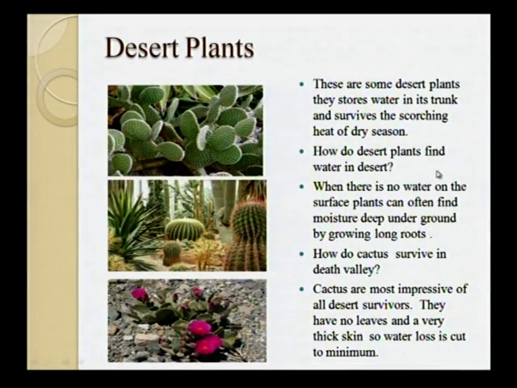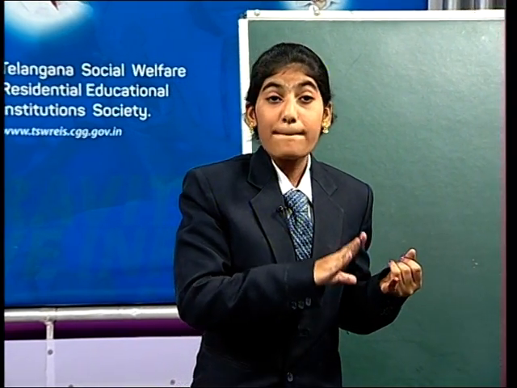How do desert plants find water in the desert? Friends, do you know that? We know that the desert is a place where there is a scarcity of water. So we already learned that desert plants will store the water in their body or in the trunk region. But if there is no water, there is an absence of storing, right? So there is no water in the desert. What will the plants do? It's amazing, right? What can they do? So let us answer that.